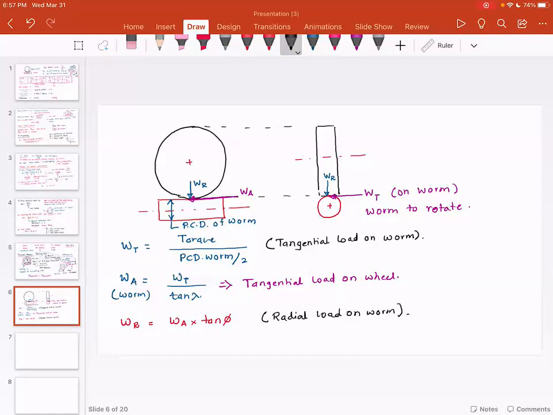So any questions about the design process so far?